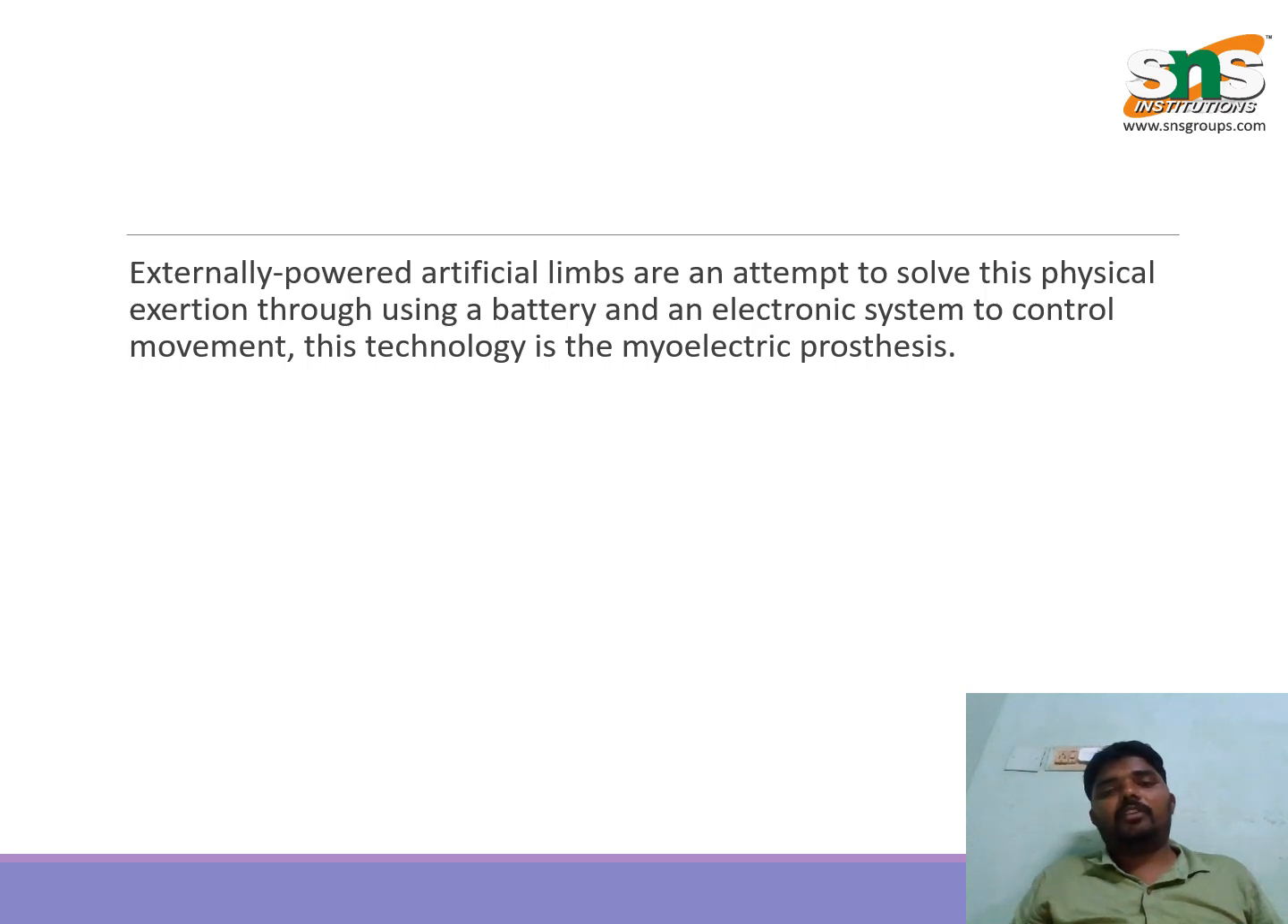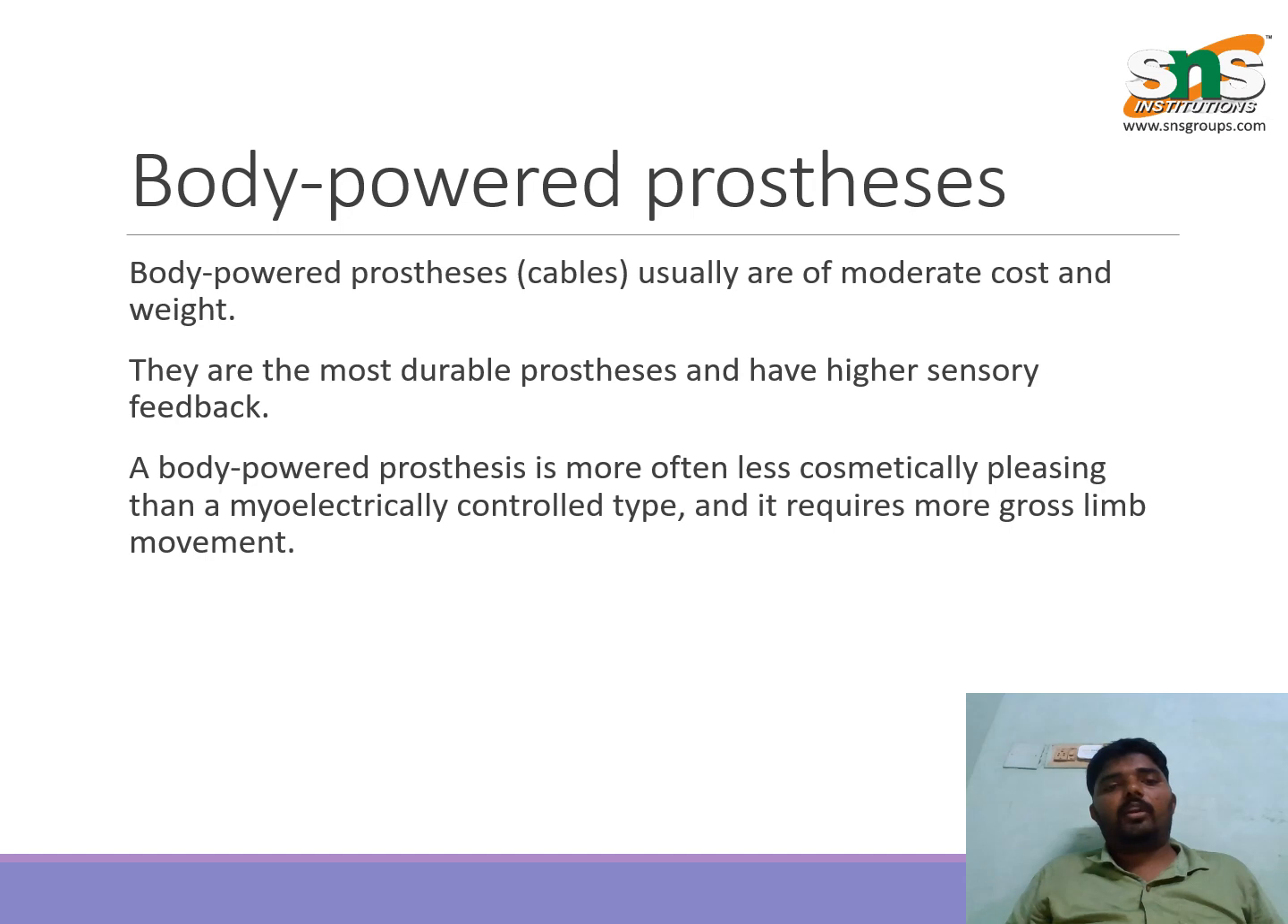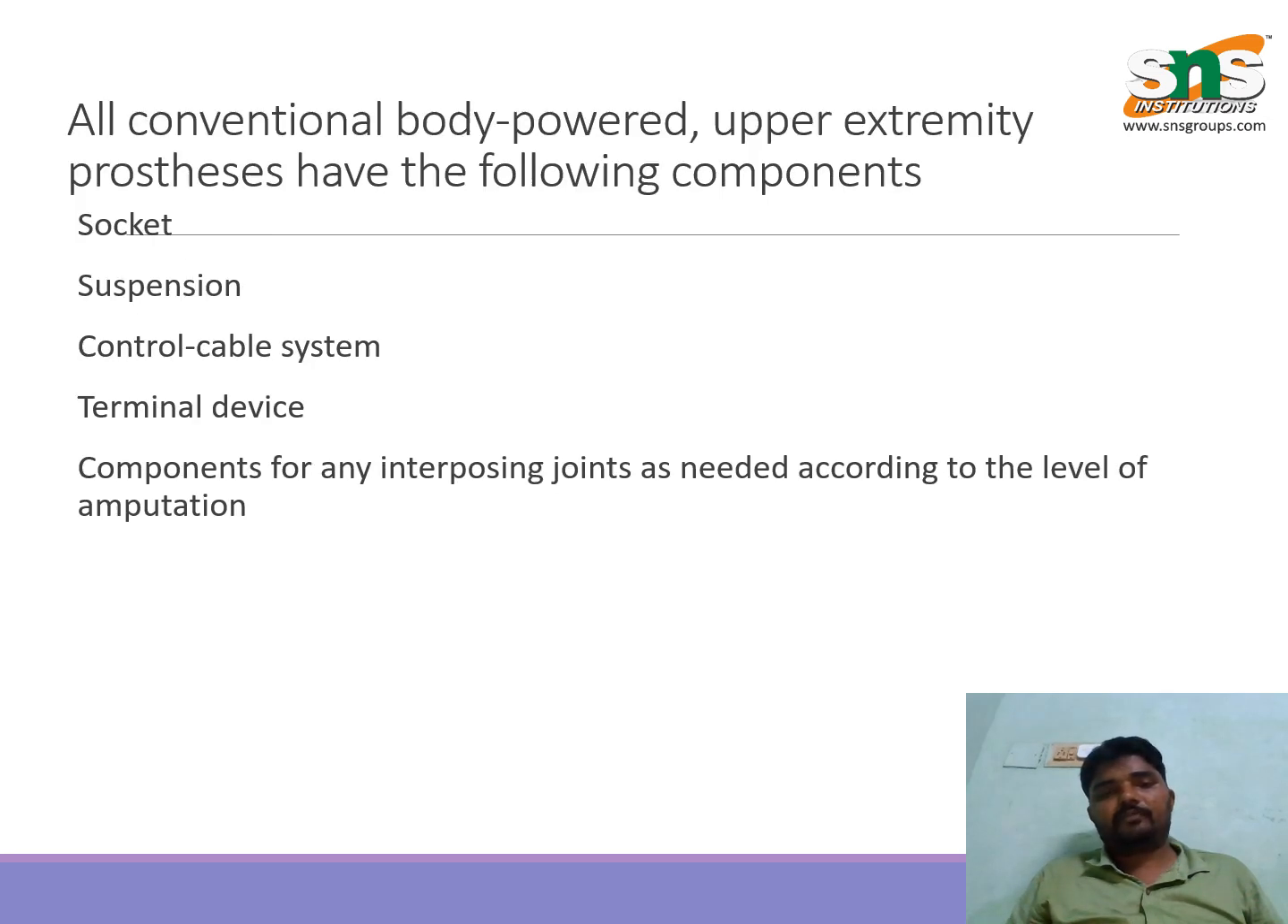The externally powered artificial limbs are an attempt to solve this physical exertion by using batteries and an electronic system to control movement. This technology is the myoelectric prosthesis. The body powered prosthesis is usually of moderate cost and weight. They are the most durable prostheses and have higher sensory feedback. The body powered prosthesis is often less cosmetically appealing than the myoelectric control type. It requires more grasping movement.